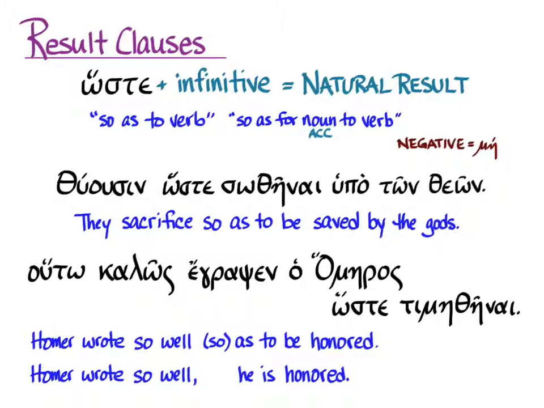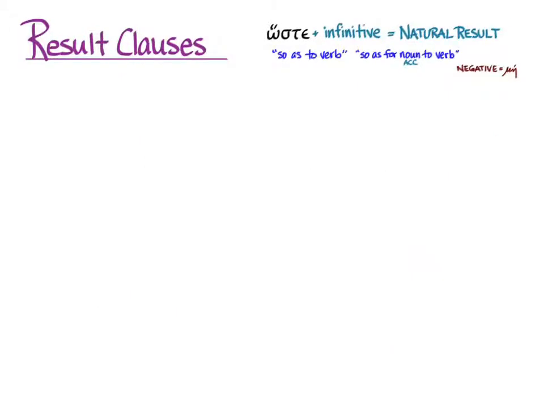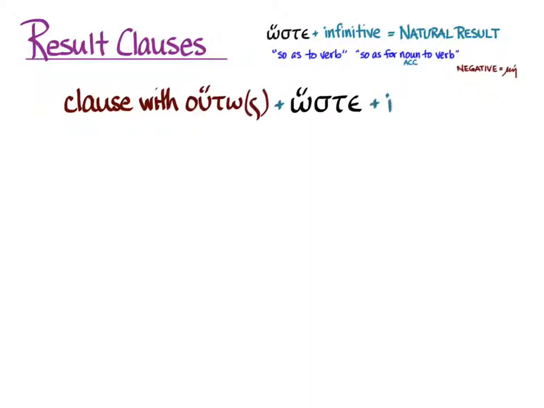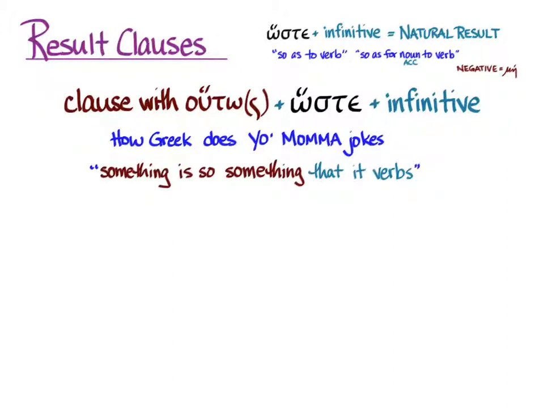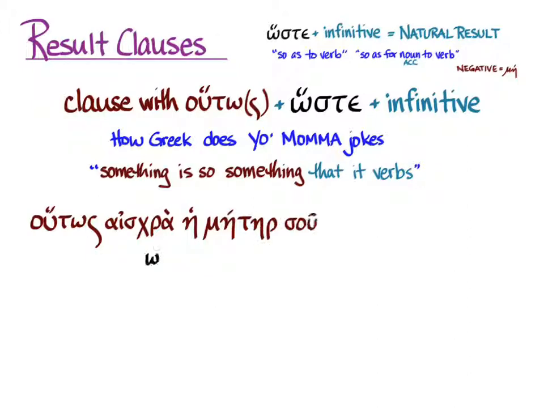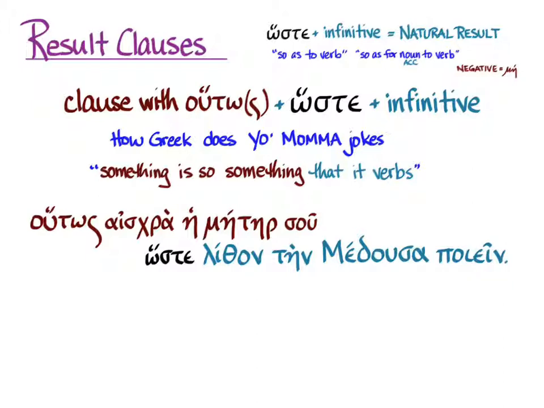Now, this construction actually, natural result clause, and you may already have figured this out, a clause with a houto or houtos and a hoste and infinitive or a natural result is really the way Greek does yo mama jokes. So your default translation would be something is so something that it verbs. An example in Greek for you. Houtos aischra he meter sou hoste lithon tein Medousan poiein.